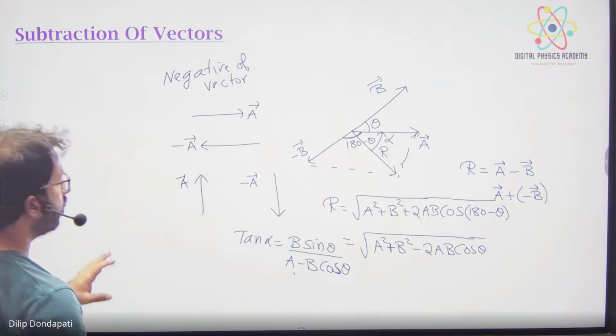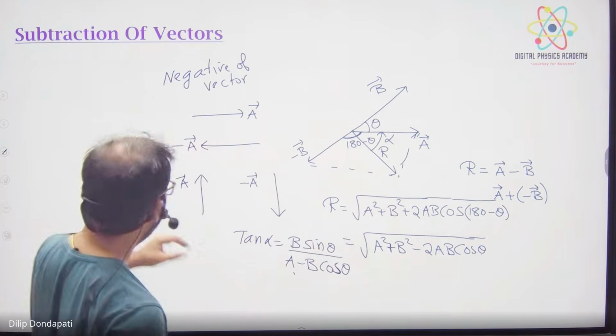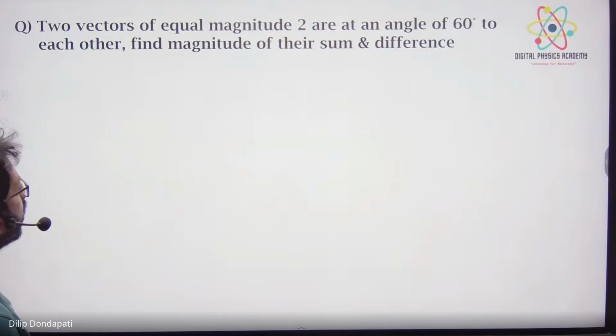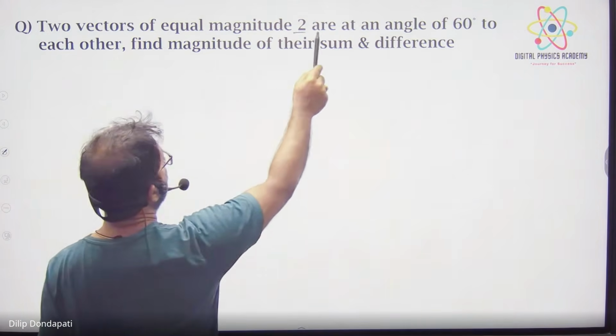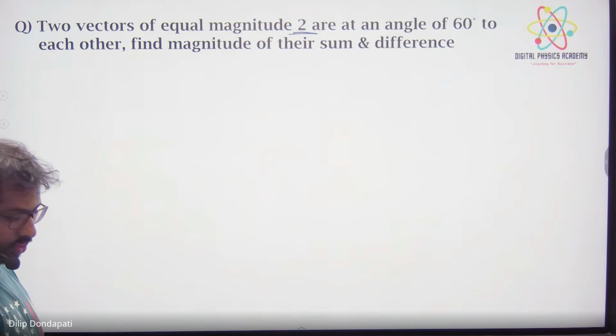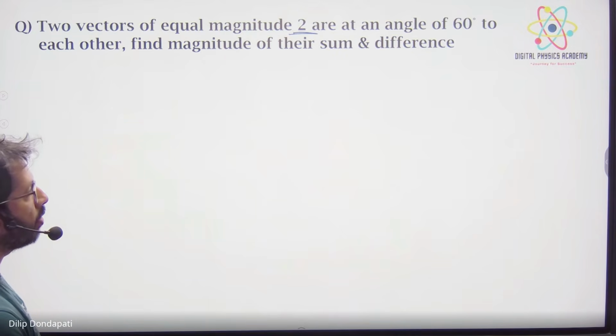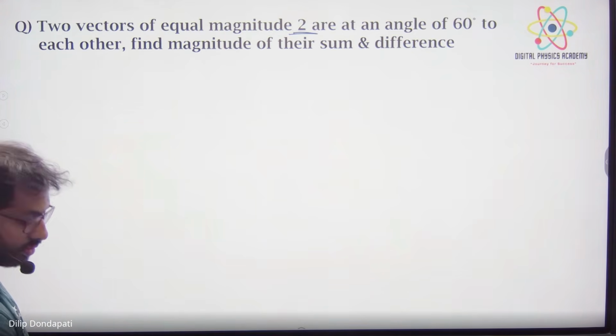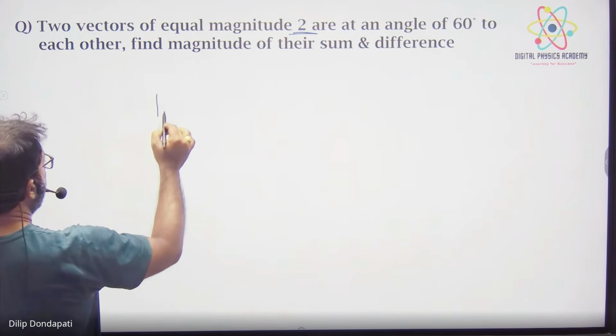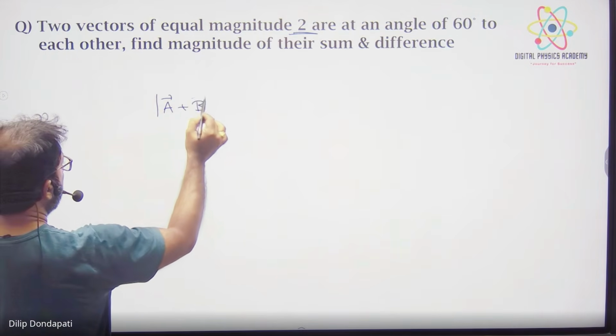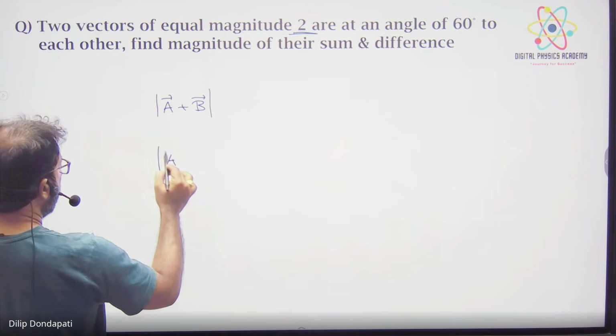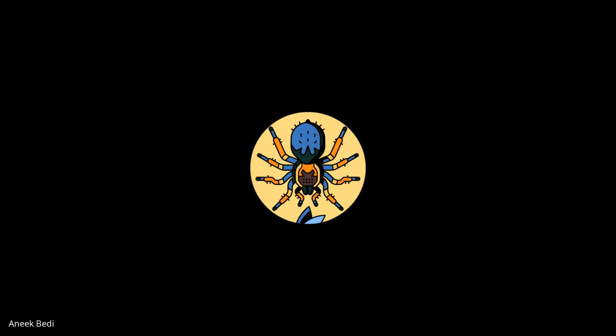Okay, let's go. Subtraction, you have to use the direct formula. If two vectors of equal magnitude 2 are at 60 degrees to each other, find the magnitude of the sum and difference. Both are needed. Each vector is 2 and the angle between them is 60. So indirectly, magnitude means we need mod of a vector plus b vector, and mod of a vector minus b vector.